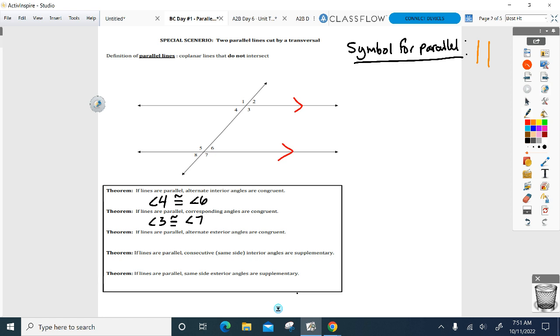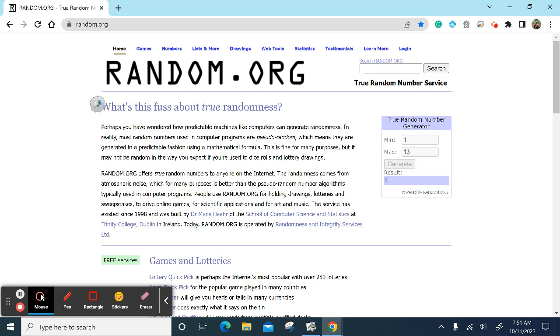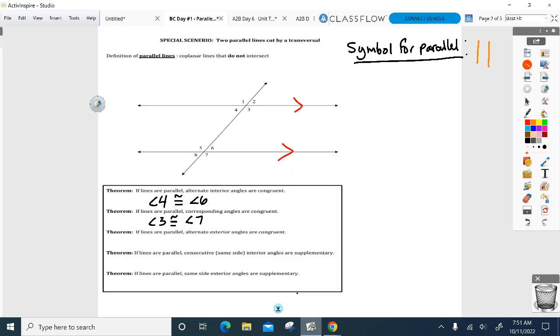Give me a pair of alternate exterior up here. 1 and 7. All right. So 1 and 7 are congruent. I feel like all 8 are going to be congruent. No, all 8 are not.